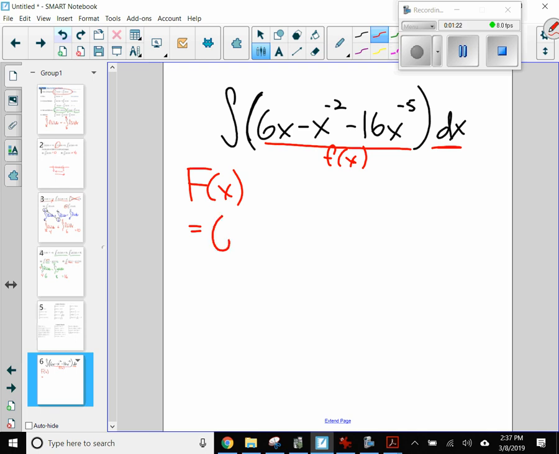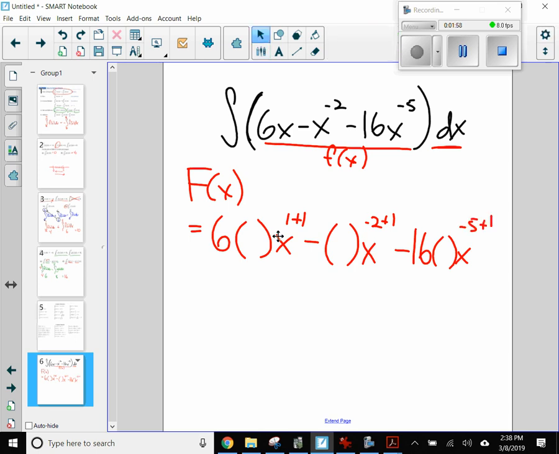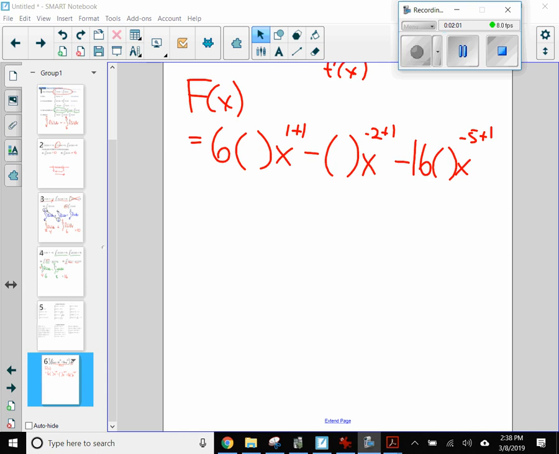So big F of x, I'm going to set that equal to, well, I'm going to use my methodology here. So I'm going to have 6, and then a placeholder, x to the first plus 1, minus, well, I can put a placeholder here. There is no coefficient. And it would be x to the negative 2 plus 1. And then it'd be minus 16 and a placeholder, x to the negative 5 plus 1. So I'm going to begin to simplify a little bit.